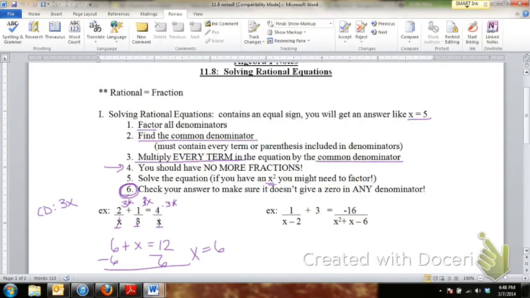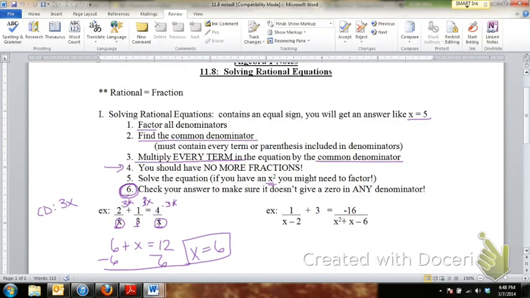Now, if I take that 6 and plug it in to these x's down here, will either of them give me a 0 in the denominator? No, so I get to keep my answer. You might get some where it will give you a 0 and then you have to throw out your answer.